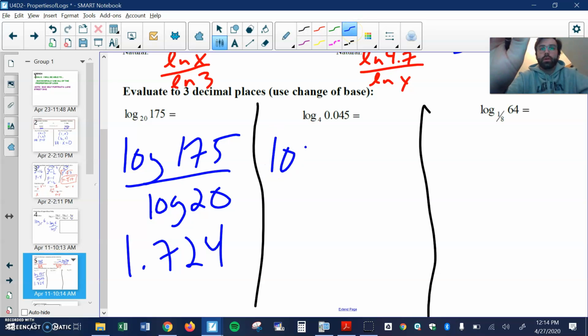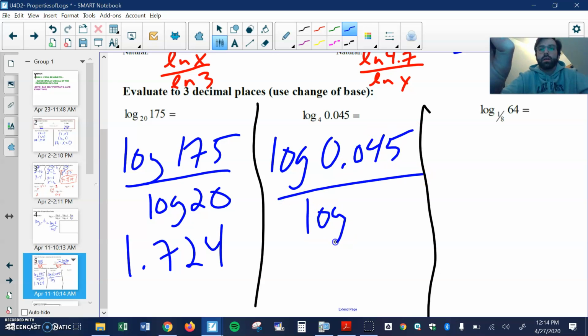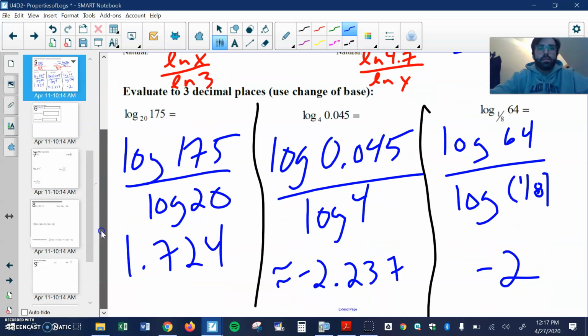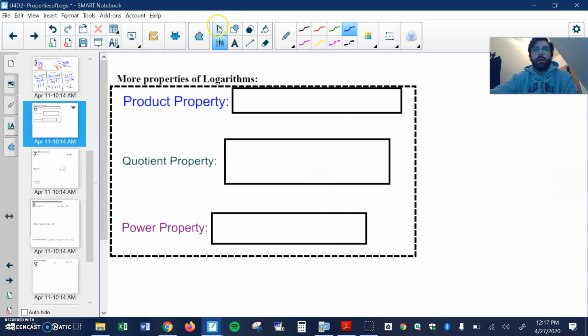All right, so I'm going to go log of 0.045 divided by the log. Okay, this one will be the log of 64 over the log of 1/8. All right, now I want you to go plug those in your calculators and then check your work once you're done. All right, so here are my answers, negative 2.237 and then negative 2, because 1/8 to the negative second power actually is 64.